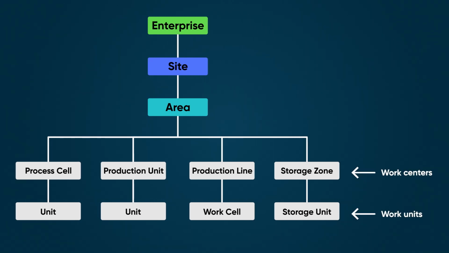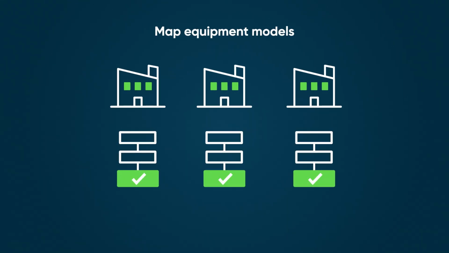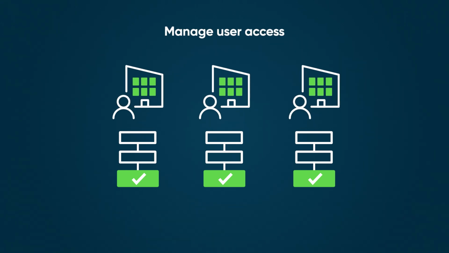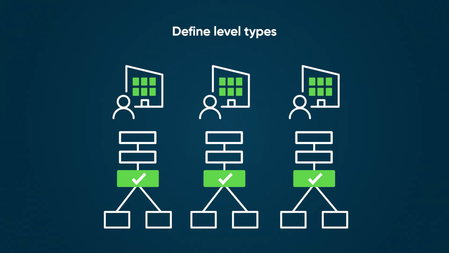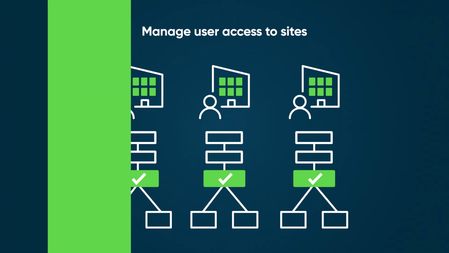You can describe the equipment model entities in your facilities by defining an equipment model template with different levels and level types. Use the template to map your equipment model entities and create multiple models for various industrial sites. Manage user access to equipment model information by site and level by defining level types. Manage user access to sites.